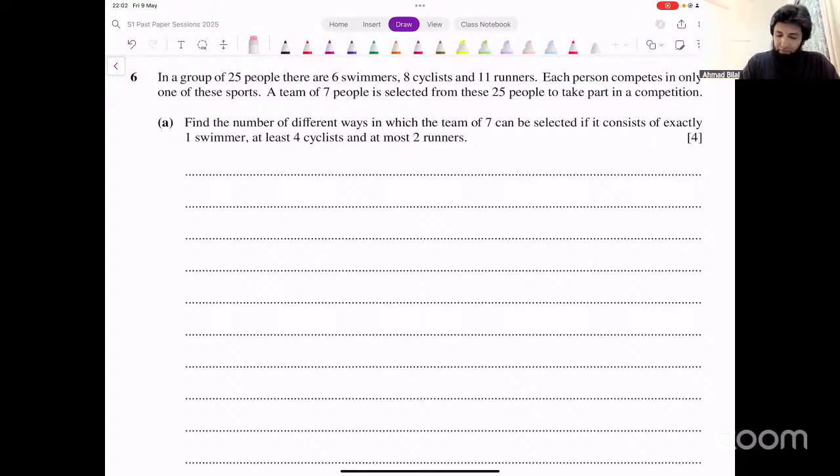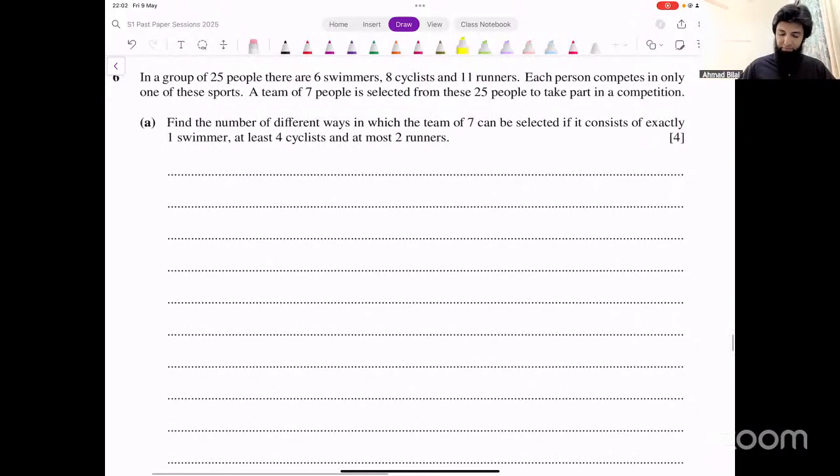Find the number of different ways in which this team of 7 can be selected if it consists of exactly 1 swimmer, at least 4 cyclists, and at most 2 runners. Okay, so we've got some swimmers, cyclists, and runners. 7 people have to be selected.